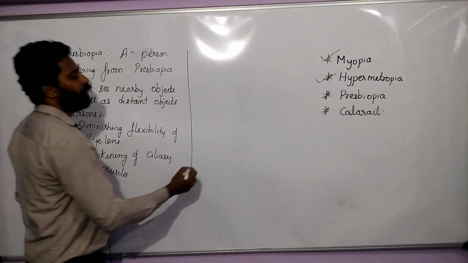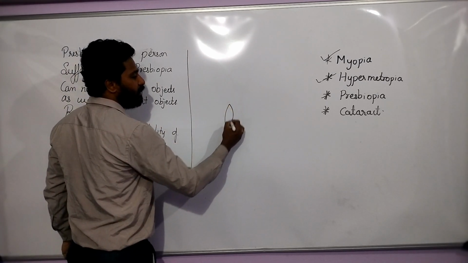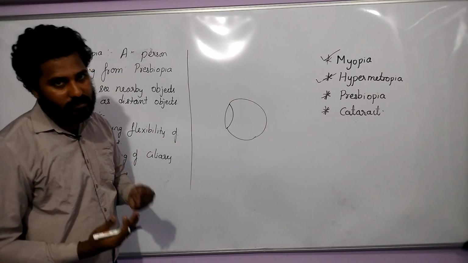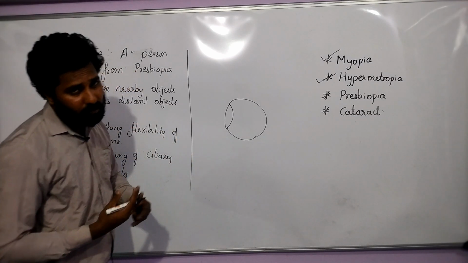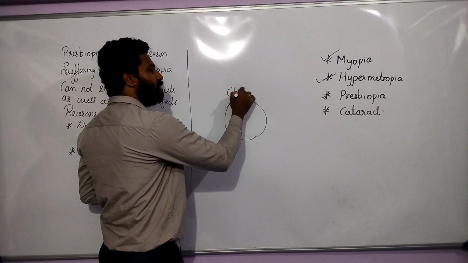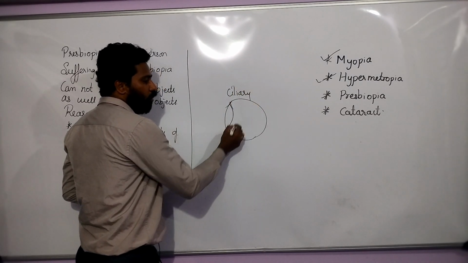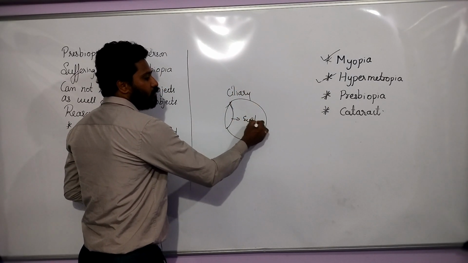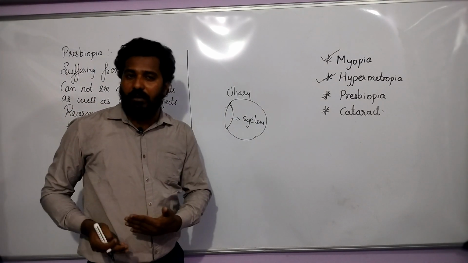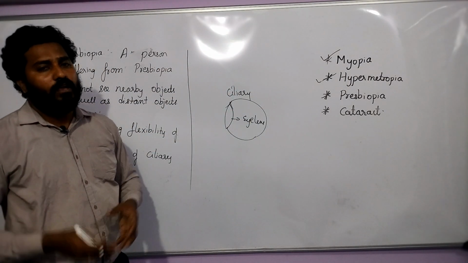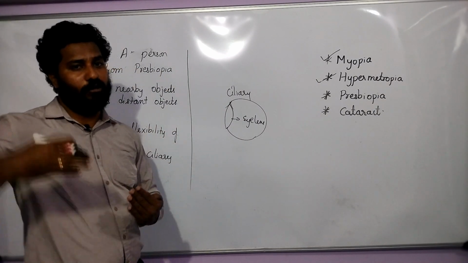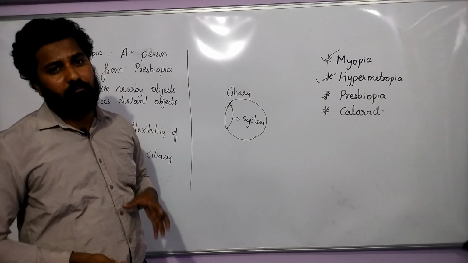Okay, so I have already told you that to see the nearby objects and also distant objects, that is the power of accommodation. So what are the two main things that come into play? One is ciliary muscles, another one is eye lens. These are the important things to see both nearby and distant objects. You know what happens due to aging, when you get older, you become weak.